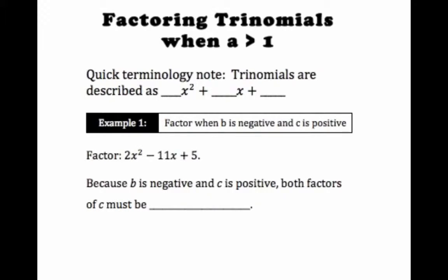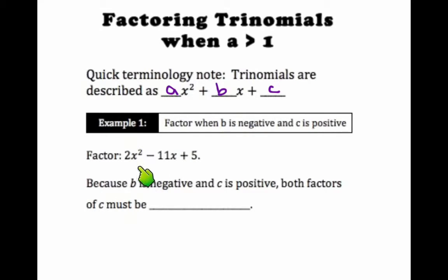Factoring trinomials when a is greater than 1. What on earth am I talking about when I'm saying a is greater than 1? Well, here's the way we describe trinomials or quadratic expressions. We say ax squared plus bx plus c. There we go. ax squared plus bx plus c. That's how we refer to them.